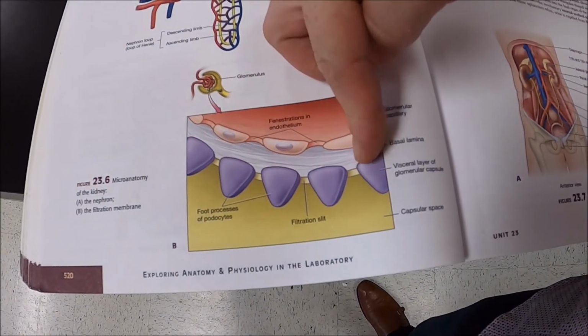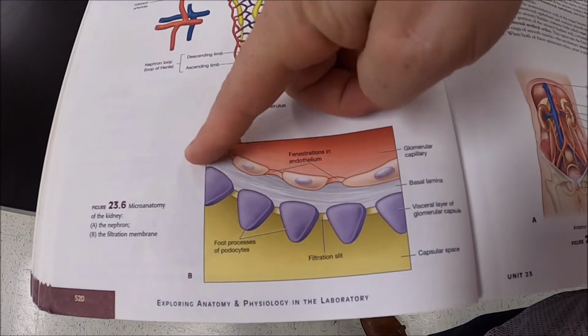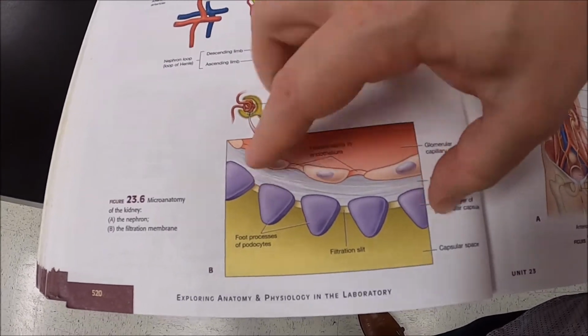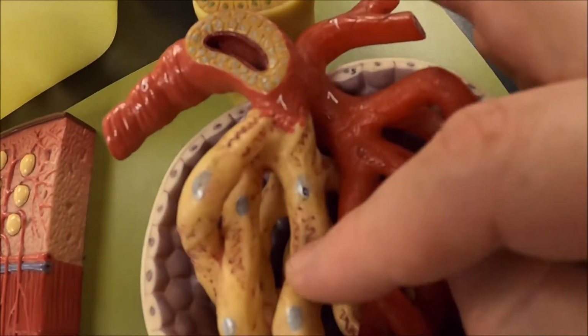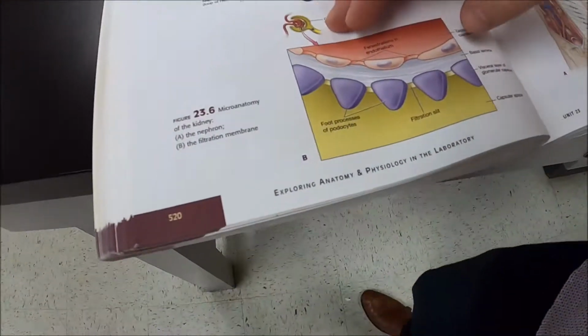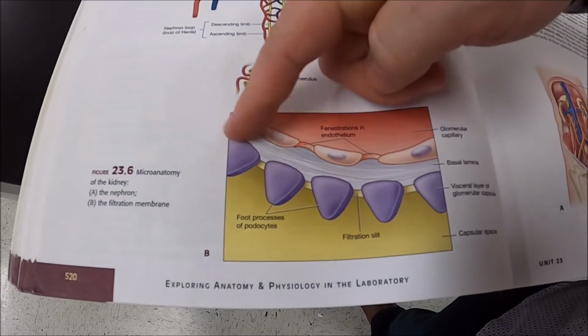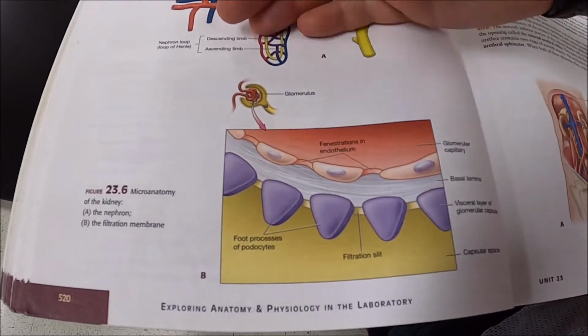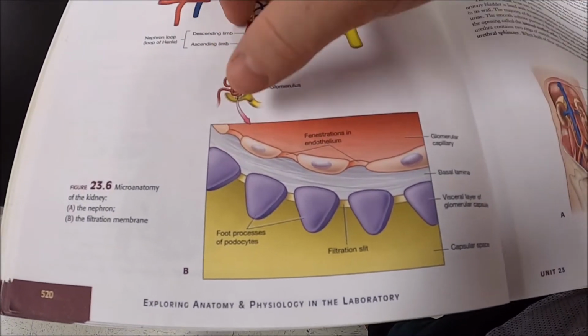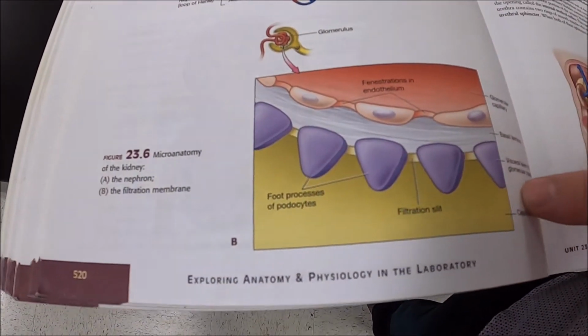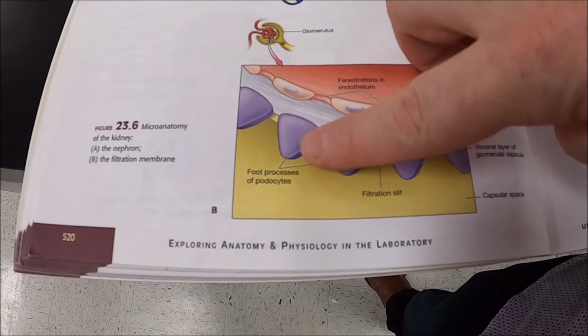Now again, there's this basal lamina in between the two layers here, and this is going to be charged. Again, we are inside of all this structuring here. This basal lamina is going to have a charge. I think it's negatively charged. But anyway, it's charged in a manner that keeps certain proteins out. And then you have filtration slits.